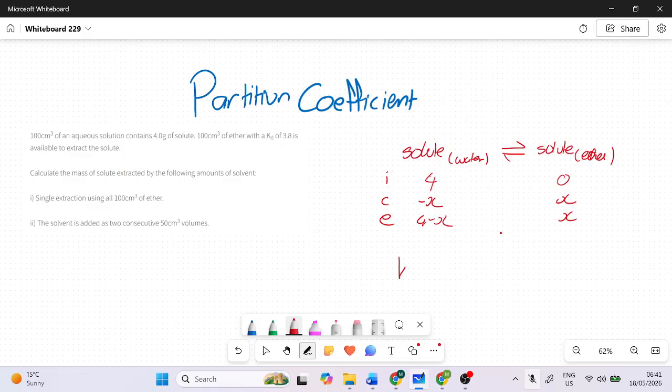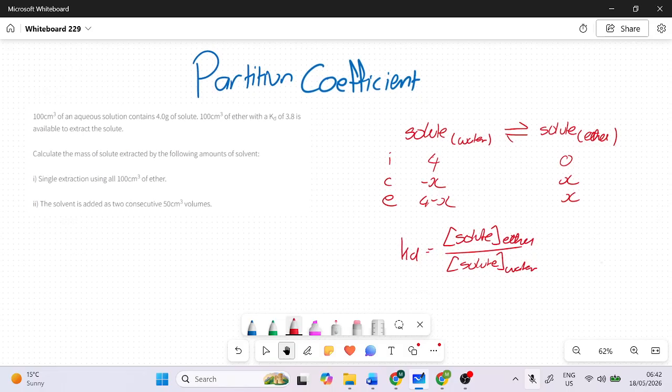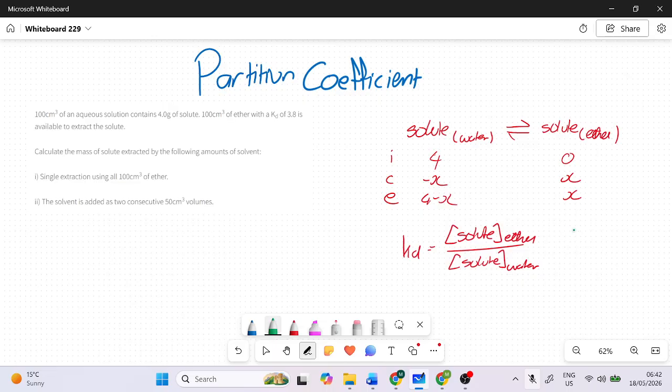Kd is equal to the concentration of solute in ether over solute in water. When you work it out, this will give you 3.8 equals x over 100 divided by 4 minus x over 100. To simplify things, I just divide by the volume.